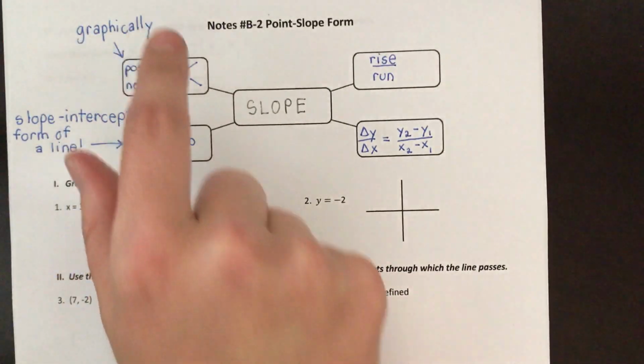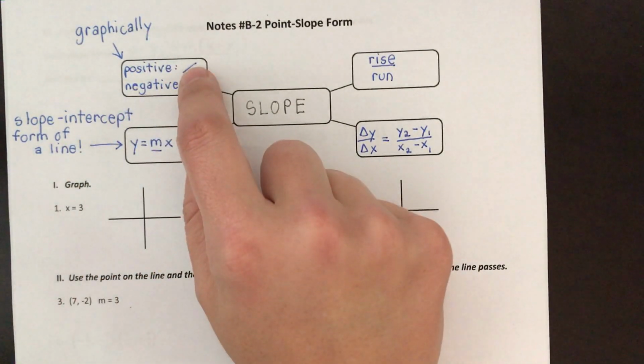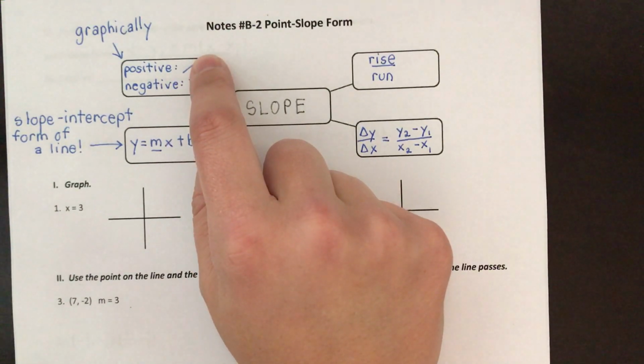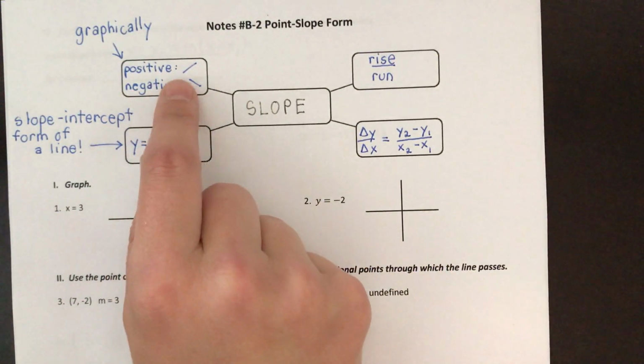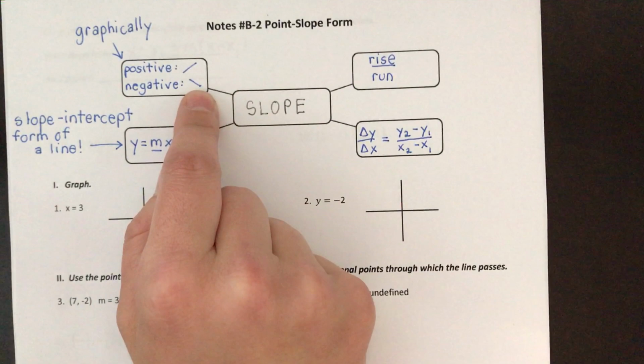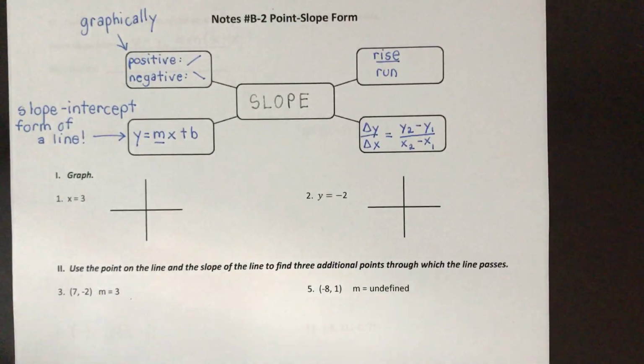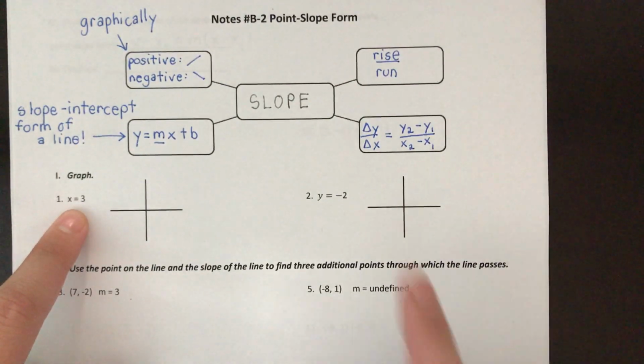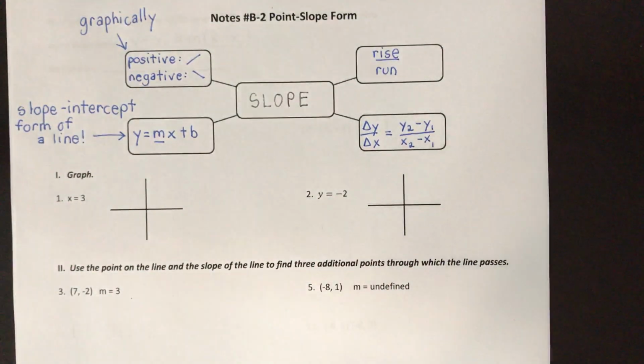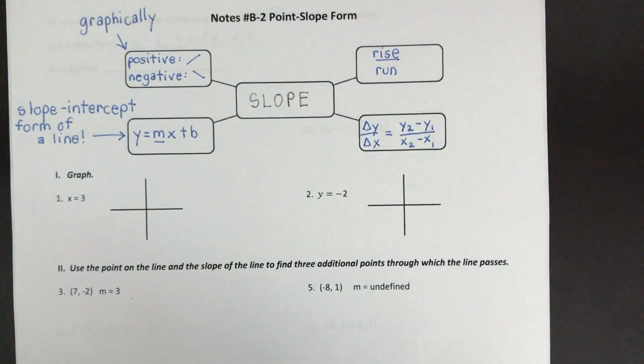And graphically, you remember that a positive slope looks like this, or climbs from left to right, and a negative slope looks like this, or falls from left to right. So in part 1, we'll be doing some special graphs. We're given x equals 3 and y equals -2 and asked to graph. These special cases of lines, one will be vertical, one will be horizontal, but which one is which?